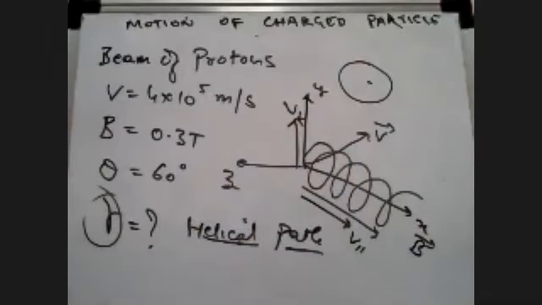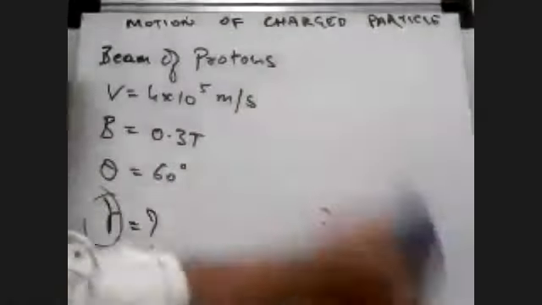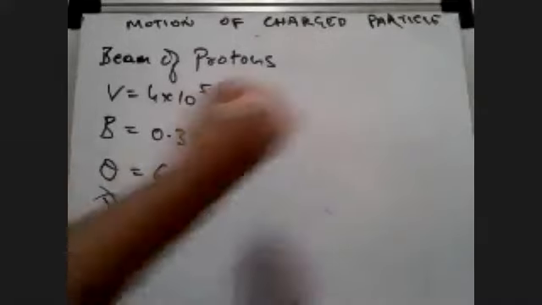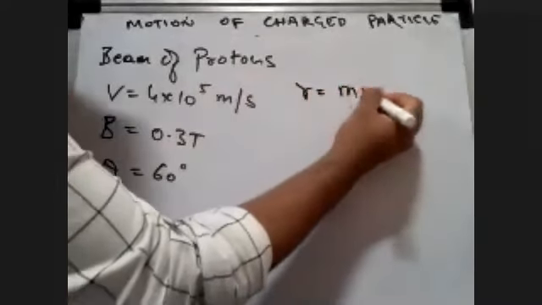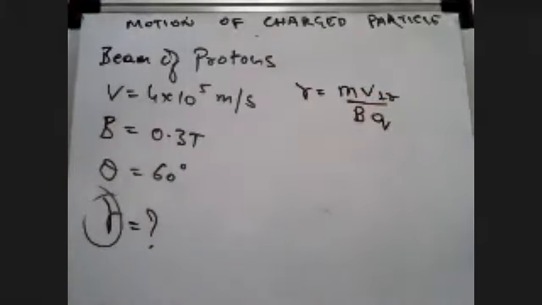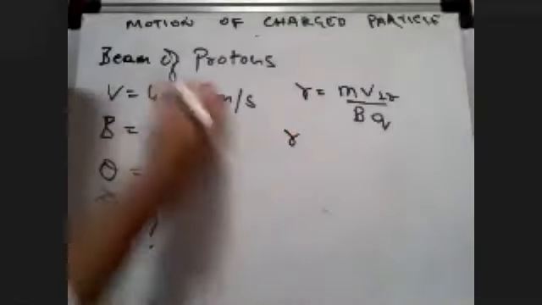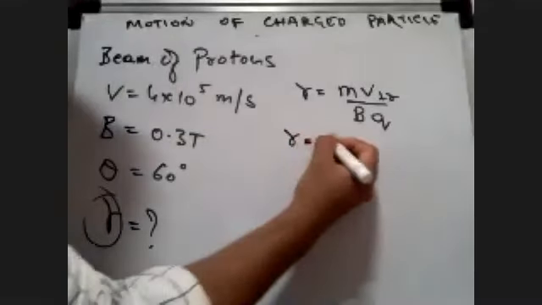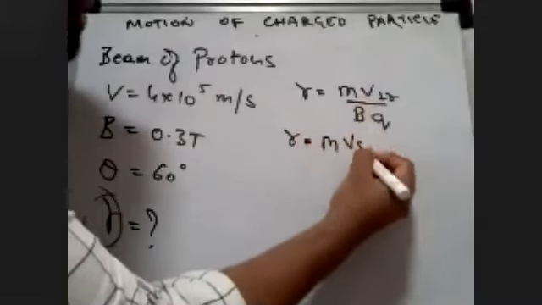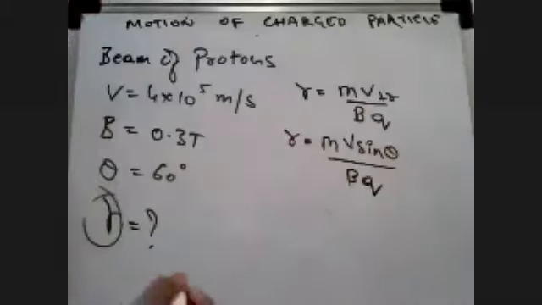Students, in that case, simply apply the formula of the radius. R is equal to m v perpendicular upon bq. Now, how will we find v perpendicular? Is it given to us? No, we have to find it. So we can take the component of v perpendicular, that is v sine theta, upon bq. Why sine theta? Why not cos theta? Cos theta will give us the component along the magnetic field. Sine theta will give us the component perpendicular to the magnetic field.